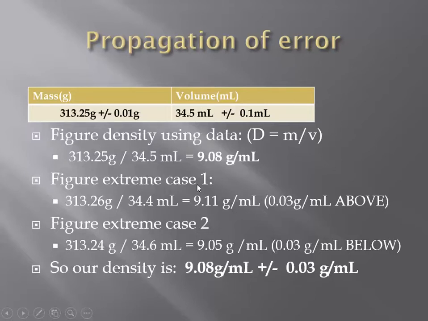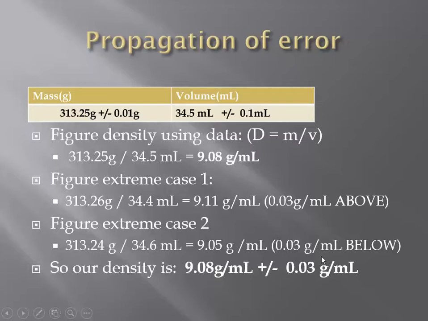In that case, if those are the values, then the density is 9.11 grams per milliliter, or 0.03 grams per milliliter above what we got here. The other possibility is the mass could be 3.24 and the volume could be 34.6, because again, we have this uncertainty range. If I use those values, which are possible given the nature of these measuring devices, then I end up getting 9.05. So notice I just straight up divided numbers and got 9.08. I did one extreme case, I got 9.11. I did another extreme case, 9.05. So actually, my density is 9.08 plus or minus 0.03 gram per milliliter.